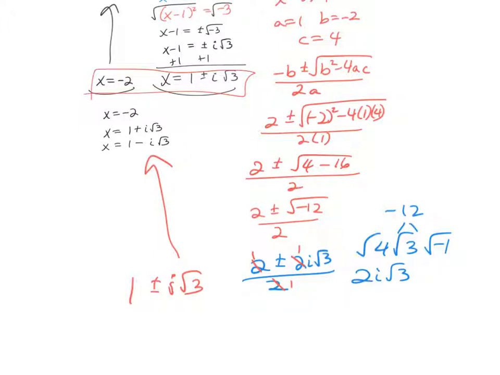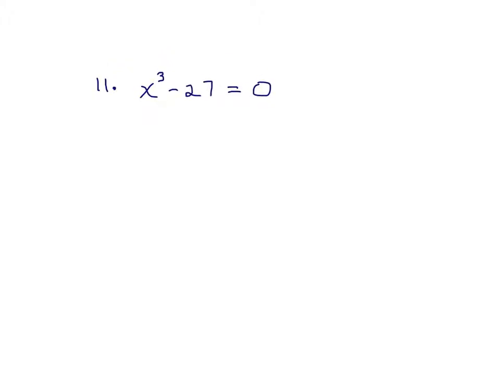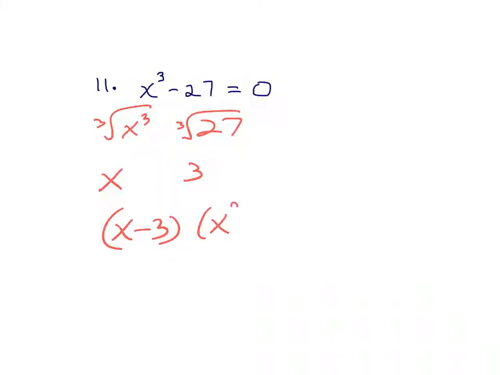Let's try another example. Again, common mistakes: people are going to think they can add the 27, cube root both sides, but that will only give you the real solution. You will lose out on the imaginaries. So again, think SOAP here. I'm going to cube root the x cubed, cube root the 27, and I get x, and I get 3. So my pattern here is x minus 3, square the x, opposite sign, square the 3.